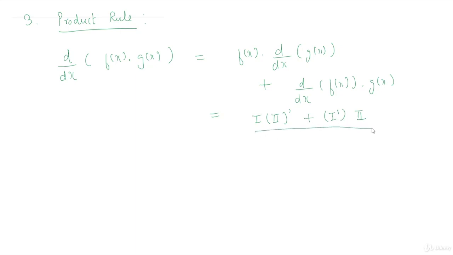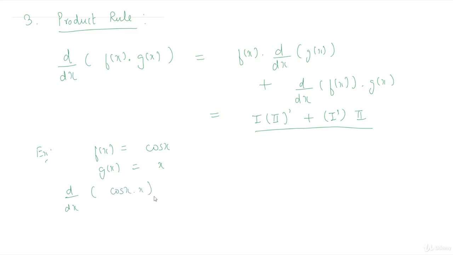So this is an easy way to remember this rule. Now let's try to make this more clear with the help of an example. Let's say we have f of x is equal to cos x and g of x is equal to x. Then we have to calculate d by dx of f of x multiplied by g of x.